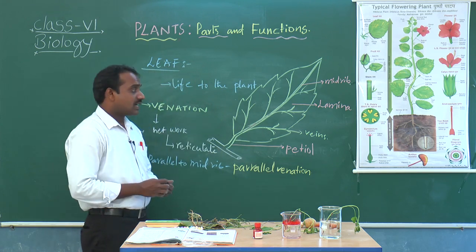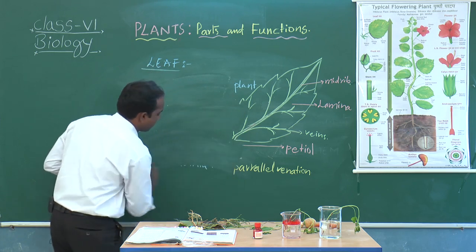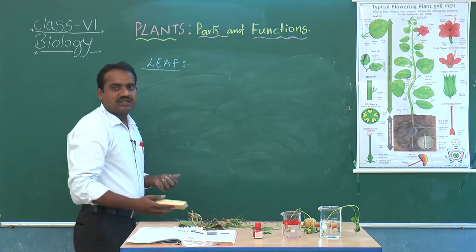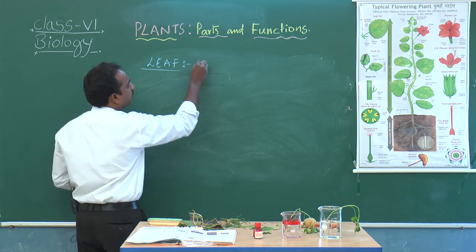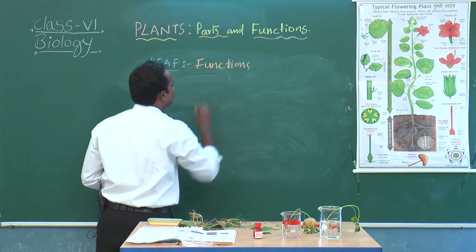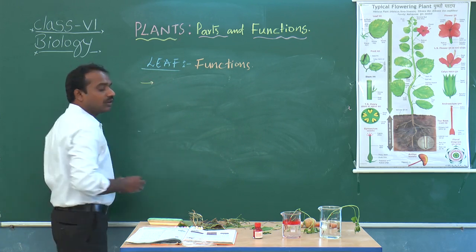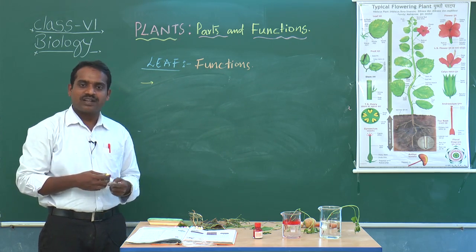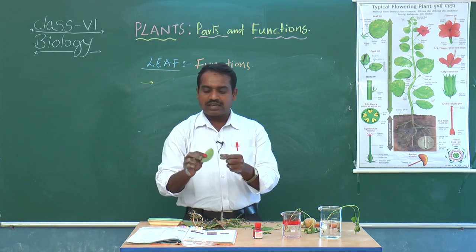Now, let us understand the functions of the leaf. As we discussed, the leaf is the most important part of the plant. It performs various functions. Do you know that plants also respire or breathe like us? Then how do they breathe? For this, let us see an activity.